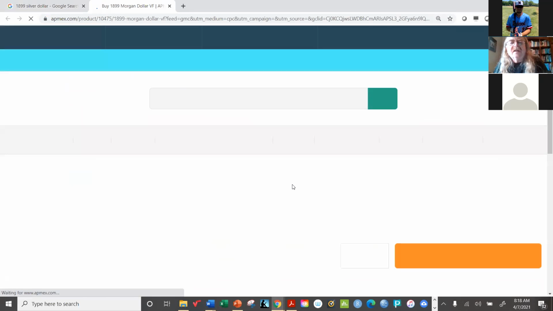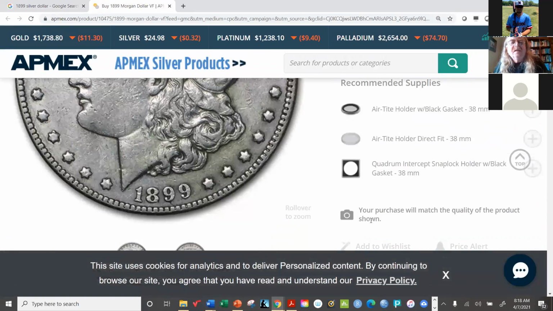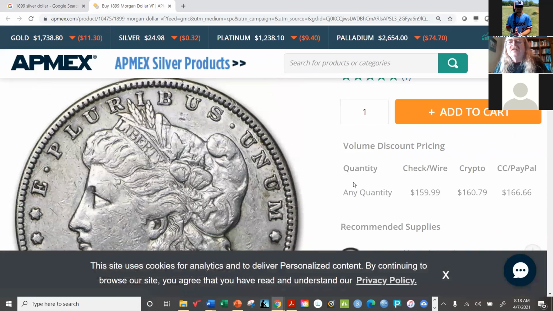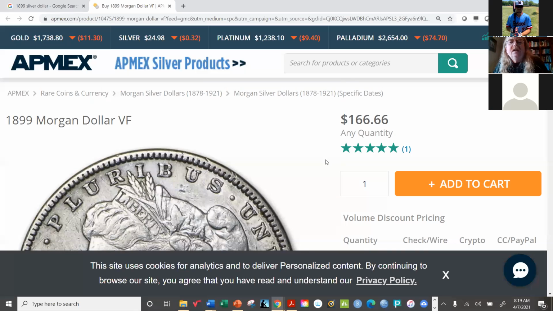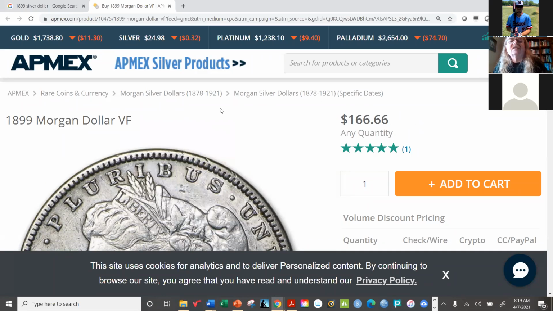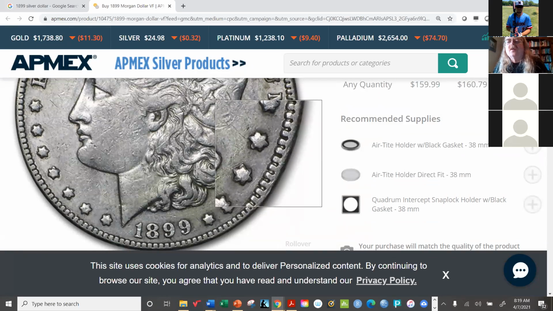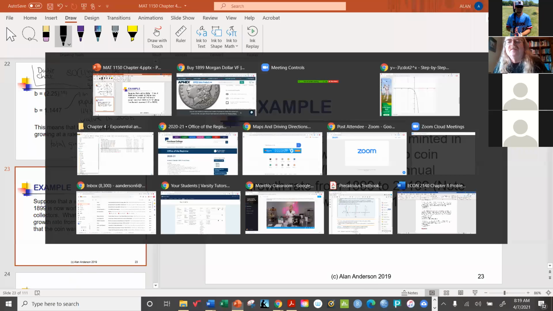Not bad. That's kind of a nice looking coin, isn't it? I like that. So that one, now, of course, I just made up that number. It turns out this one in particular is only worth $166. All right. But let's just say that the one we have is worth $37.42.